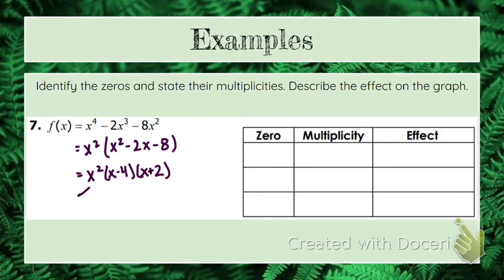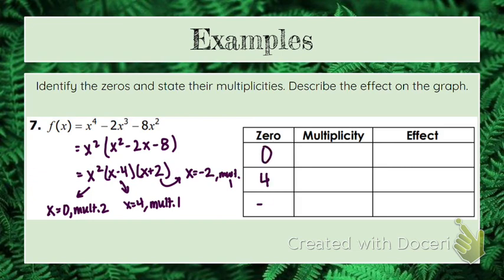So this is going to give us x equals 0, multiplicity of 2. X equals 4, multiplicity of 1, because remember we set this equal to 0, so it's going to end up being positive. And then x equals negative 2, multiplicity of 1. So let's move those over here to our chart. We have zeros at 0, 4, and negative 2. Multiplicities of 2, 1, and 1. Even multiplicities bounce. Odd multiplicities cross.